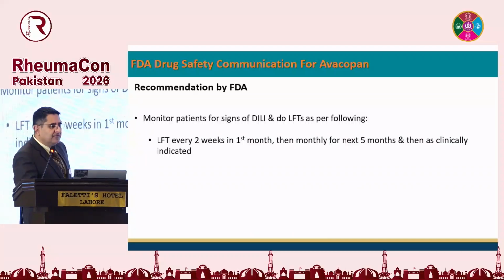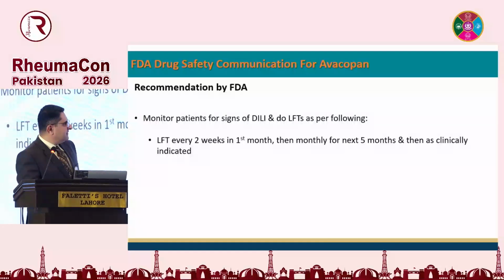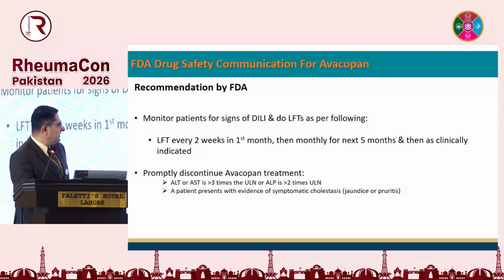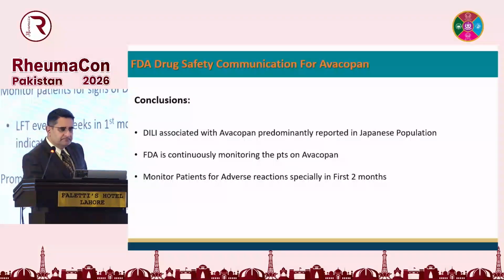So what did the FDA recommend? The FDA recommended, like it has for the rest of the biologics and disease-modifying drugs, LFTs every 2 weeks for the first month, then monthly for the next 5 months, and then as clinically indicated. We have to stop Avacopan if ALT or AST is more than 3 times the upper normal limit, or ALP is more than 2 times, or there are symptoms that point towards cholestasis, jaundice, or pruritus. And if liver test abnormalities or symptoms of liver injury do not improve, the patient should be referred to a hepatologist.